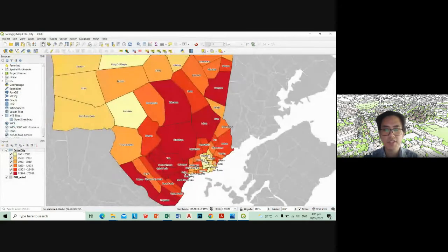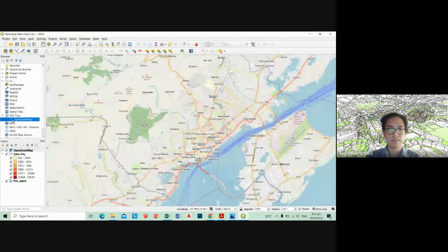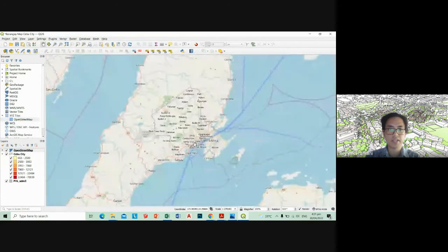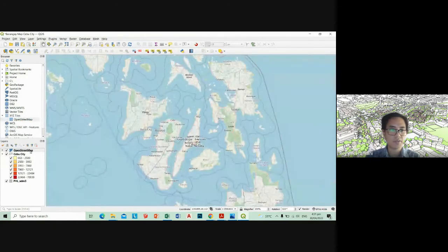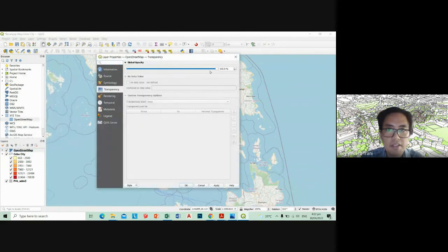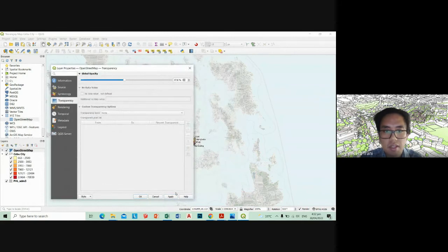So as we discussed earlier, for Cebu City, we don't really see the roads in this map, which is a problem. Let's open Street Map. I wonder if we can see it. No, it's not really showing. Oh, it's because it's on top. I wonder if we can reduce the opacity, in the properties, transparency here. Apply. That's a bit better. Apply. Okay.